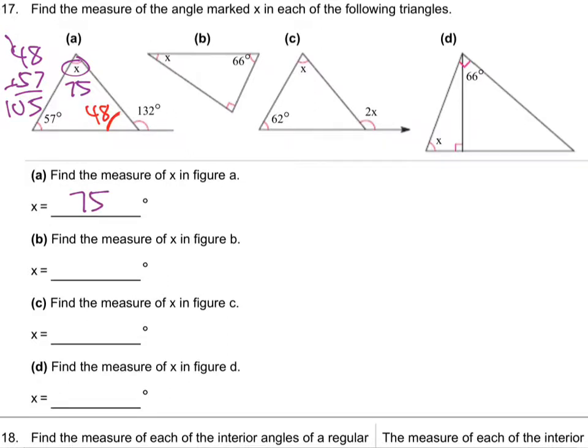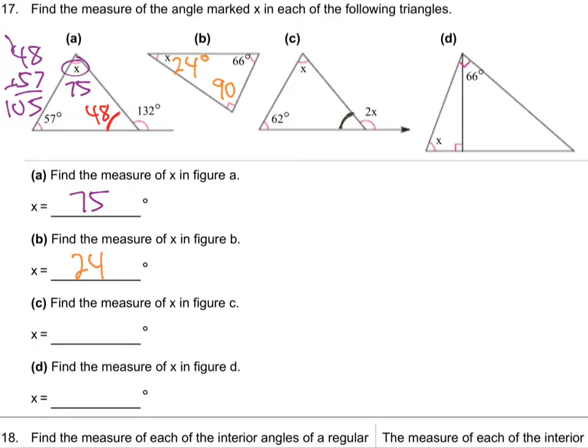How about part B? Oh, yeah, that's 90, 66. So what's that going to be? 24? Because they got to make 180. So x is 24. How about part C? Part C is a little more tricky. Yeah, let's do that one.